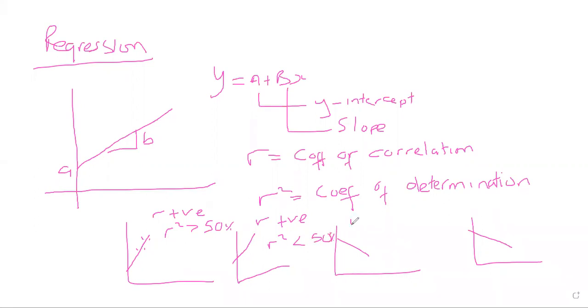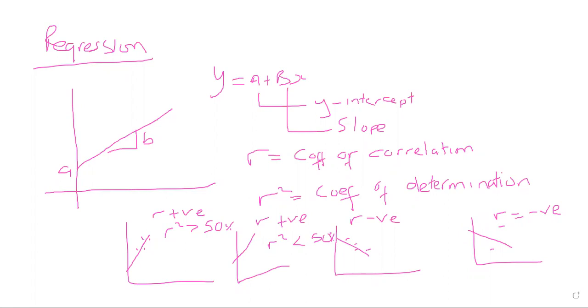Similarly, when your R is negative, it is downsloping. When your R is negative, your B is also negative. So it is downsloping. A very good example of a negative relationship is what? The demand function. So this is a strong and negative relationship. This is a weak and also negative relationship.